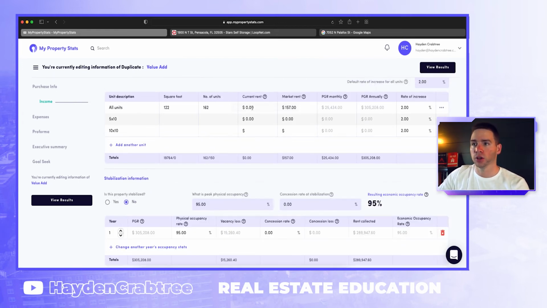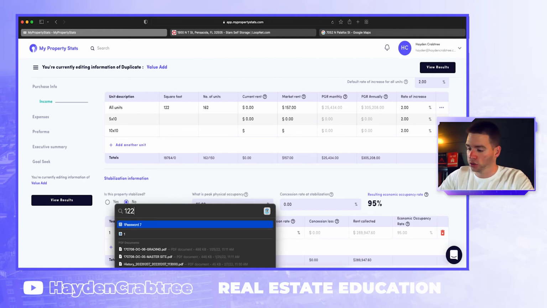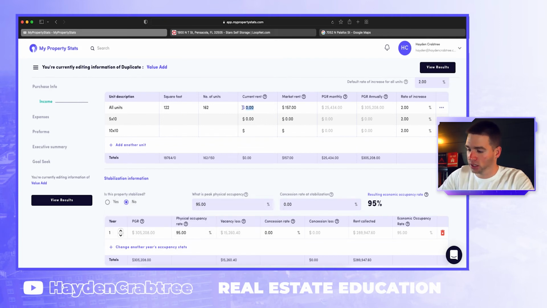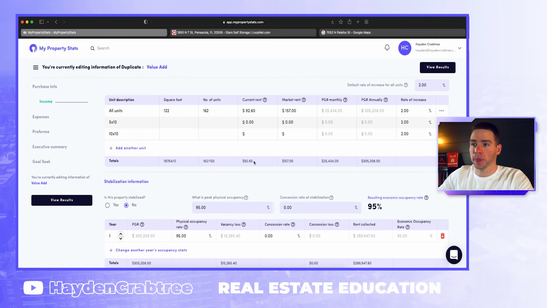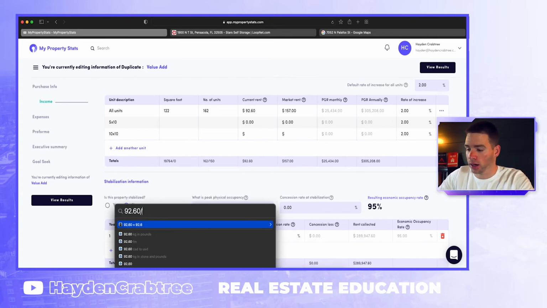But now, if we remember, how much was that rented for on the front side? 76 cents a square foot, so 122 times 0.76 is about $92. I think we did 92.60. What we're going to be able to see here is we're going to take the $92.60 and divide that by 157, and that gives us 0.58.